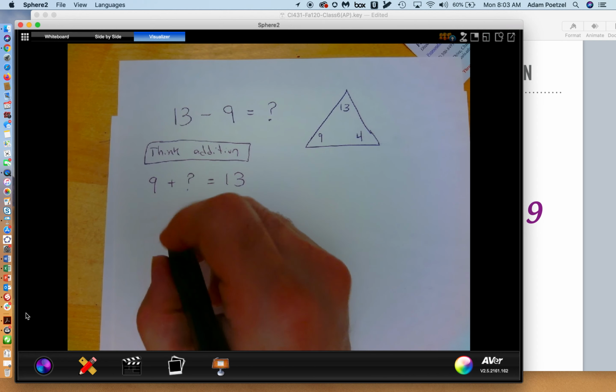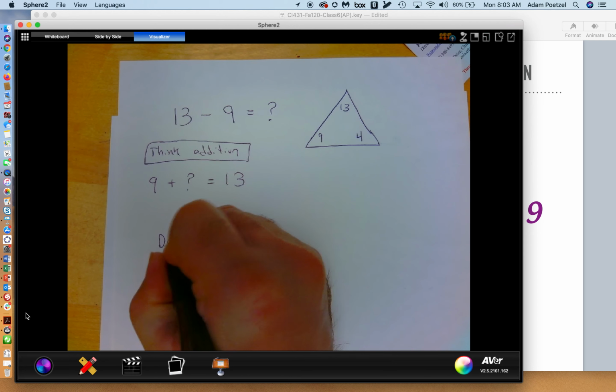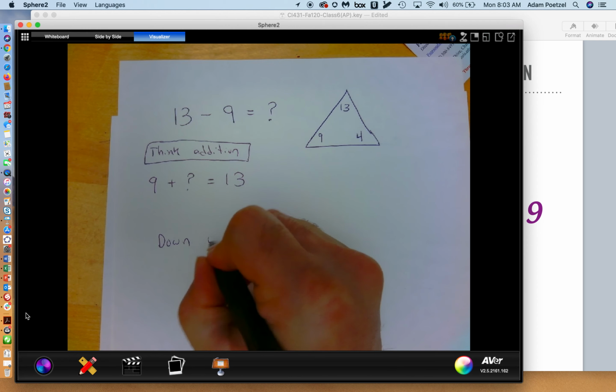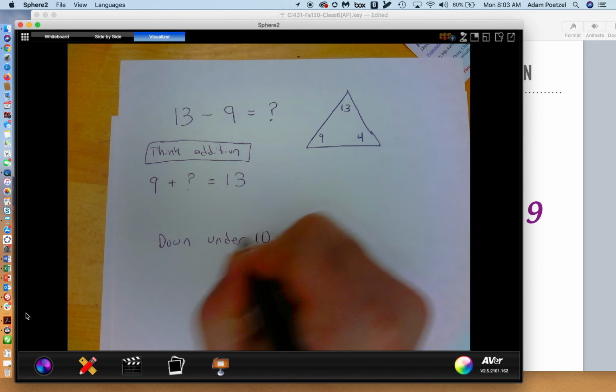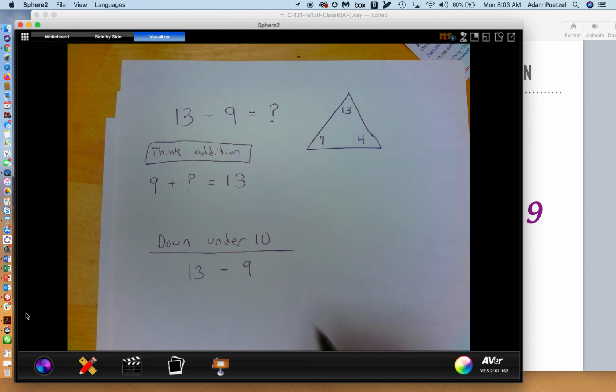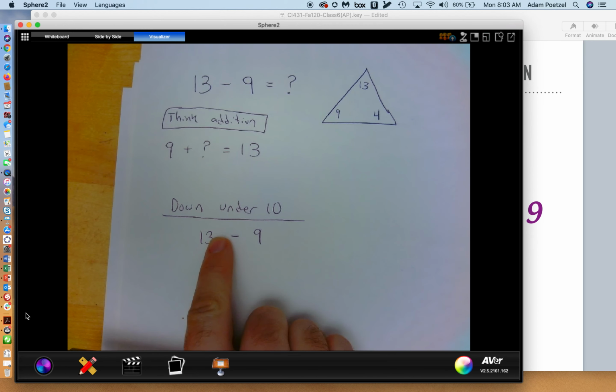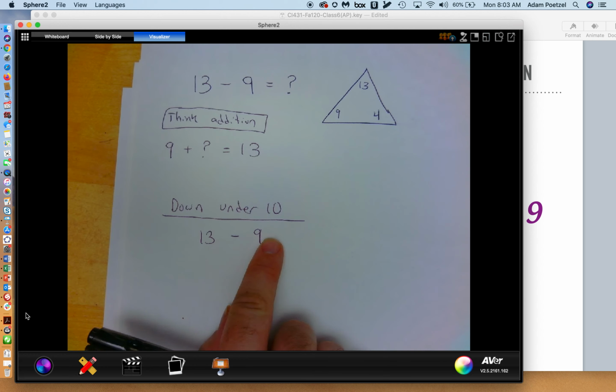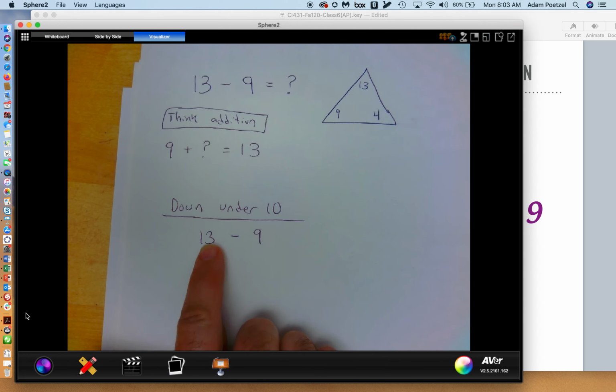For example, we could talk about a strategy that Van de Walle talks about, down under 10. It's just the idea that I can always use 10 as a kind of stopping point on my way of subtracting 9. For example, I might say, I don't know 13 minus 9, but I know 13 minus 3 is 10. And once I get to 10, I still have to take away 6 more. And since I know my combinations of 10 well, I know that would be 4.